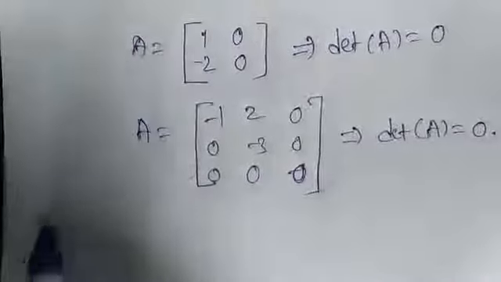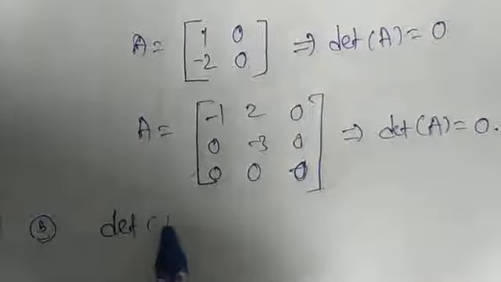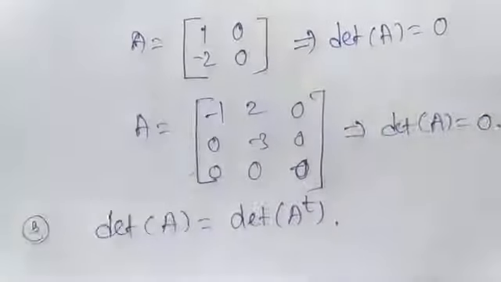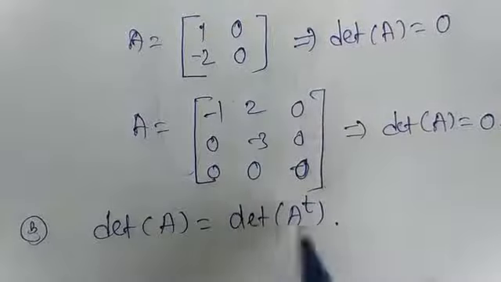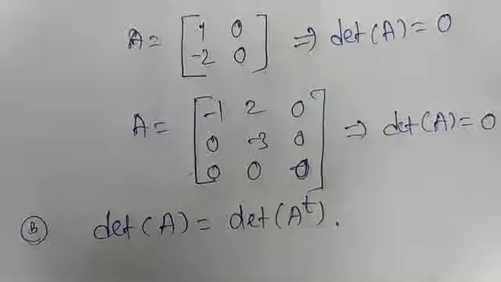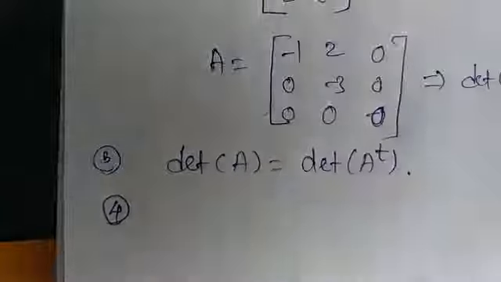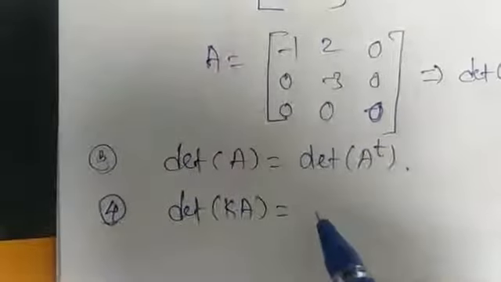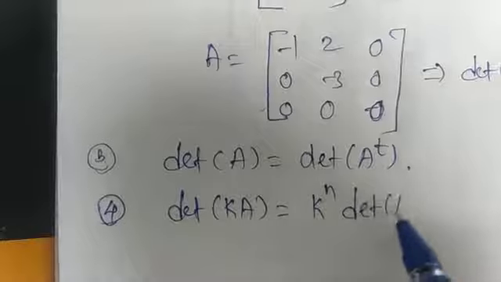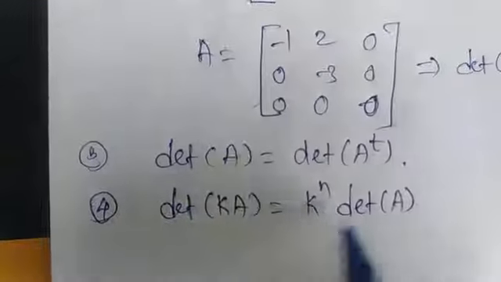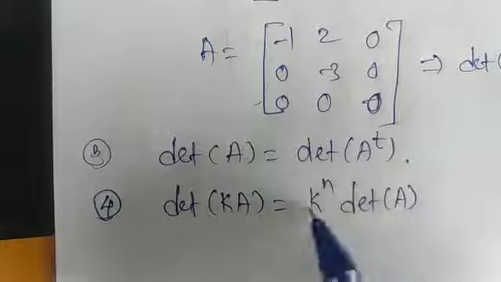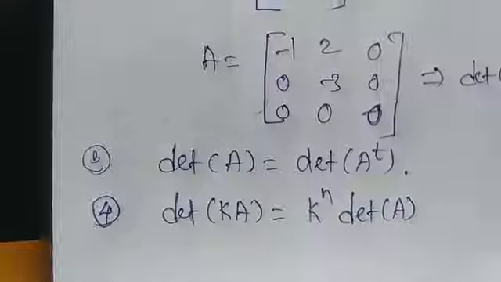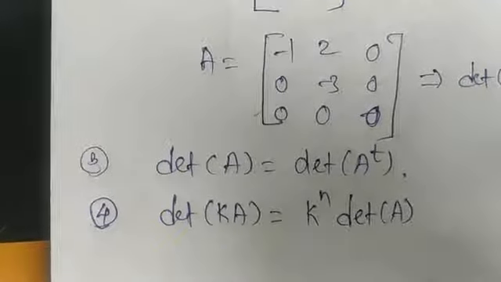The next property is, determinant of A and determinant of A transpose are always equal. The next property is, determinant of K into A is equal to K raised to n into determinant of A, where n is the order of the matrix A. Okay, these are some properties related to determinant.